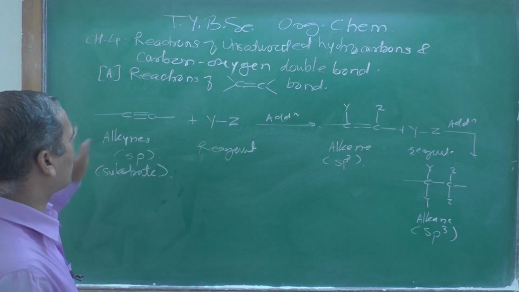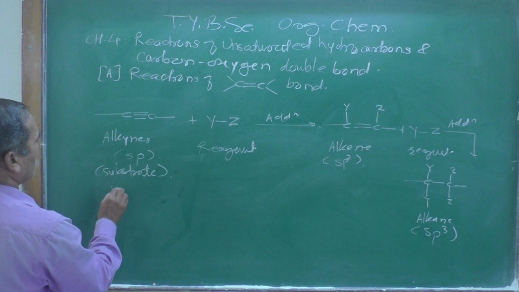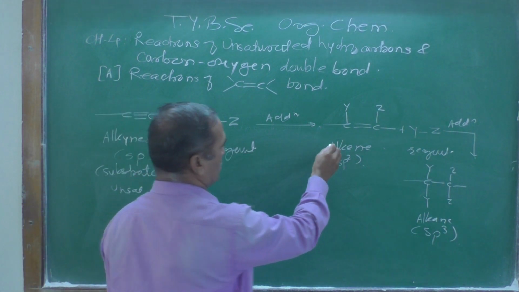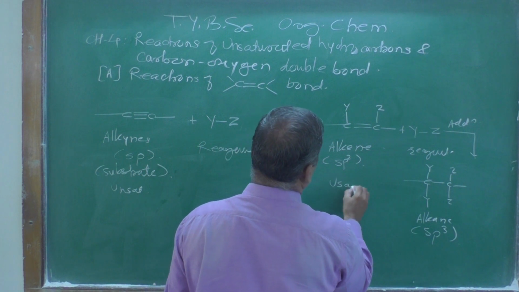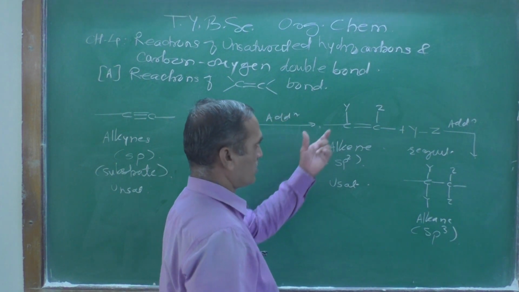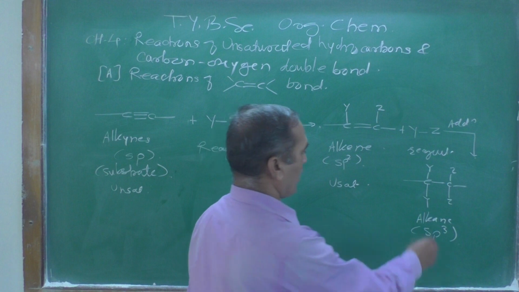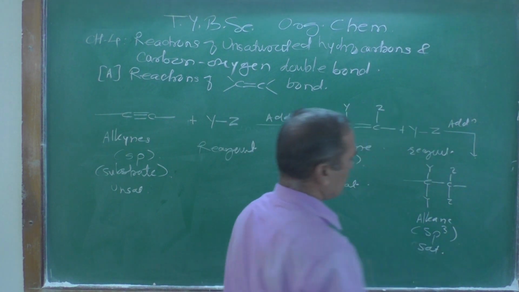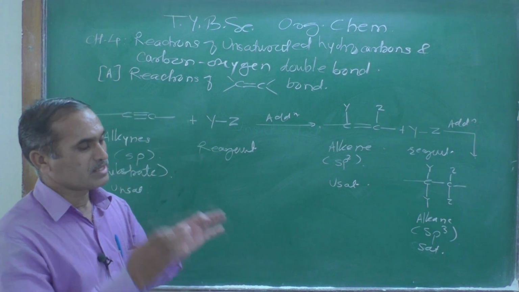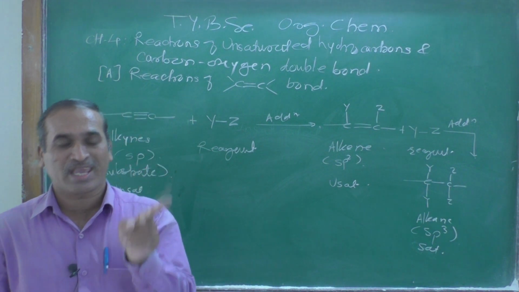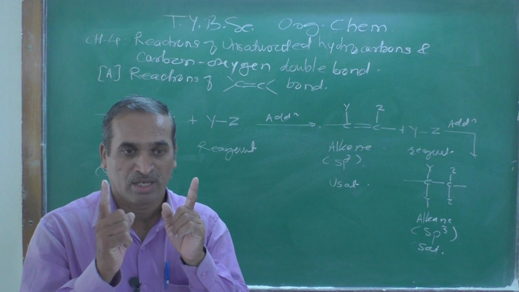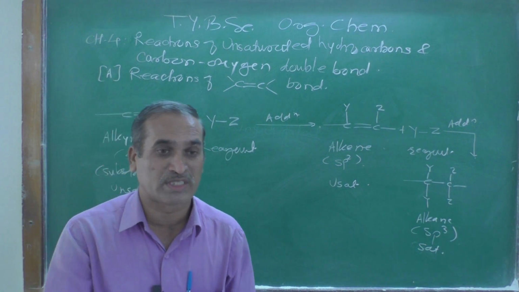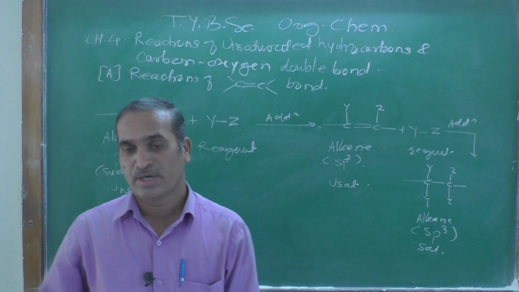Look here, this is an unsaturated compound. When the product is formed, still this is an unsaturated compound because there is a carbon-carbon double bond. And what is this? This is a saturated compound. Means the main characteristic of unsaturated compounds is that they undergo addition reactions.